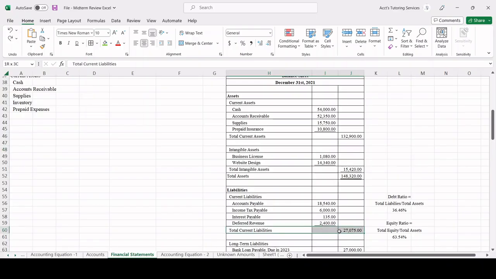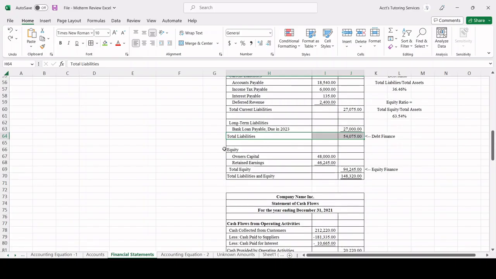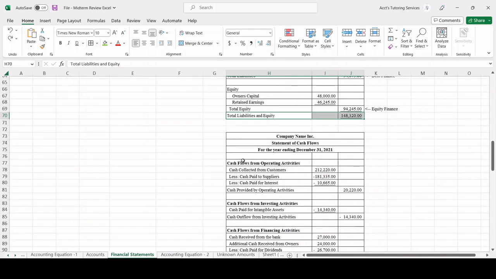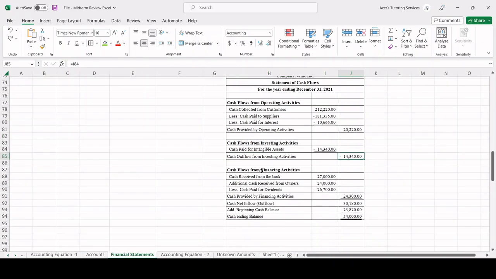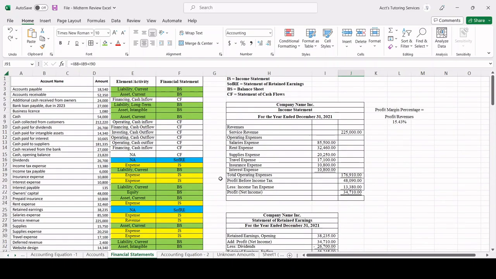What is total current liabilities? They could simply ask you that. What's total long-term liabilities? What's total liabilities? I've seen questions in that format as well, right? And what's total equity? What's total liabilities and equity? What are total cash flows from operating activities? This will be positive 20,220. What are total cash flows from investing activities? That'll be negative 14,340. What are total cash flows from financing activities? 24,300, right? So these statements are very important. Please practice this. It's very important.